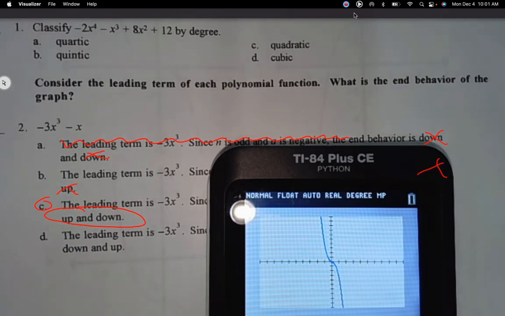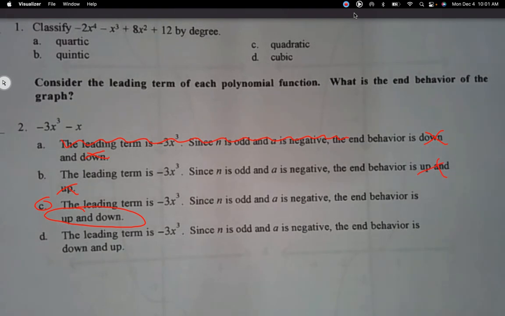Well, if it's an odd exponent, like 3, 5, 7, then they're going different ways. Okay? If it was an even number, 2, 4, 6 up there, then they're going up and up or down and down, the same way. So you can already eliminate half the answer choices. Okay? Since it's a negative out front, you know it's going to be going down. So you would say up, then down.